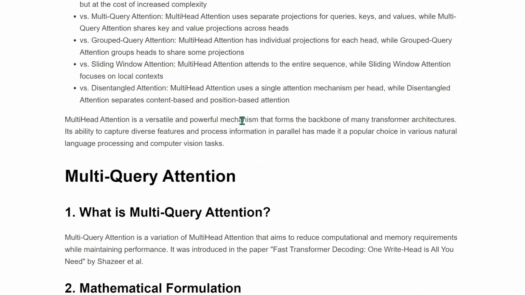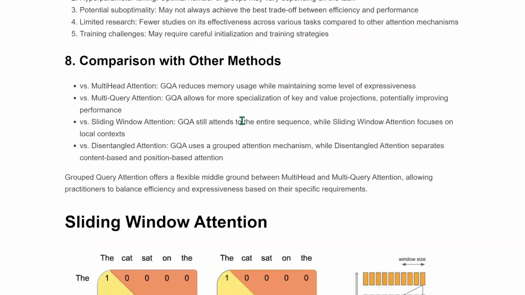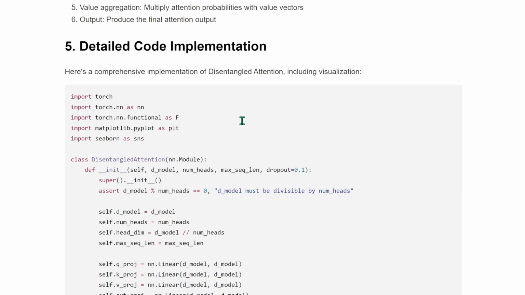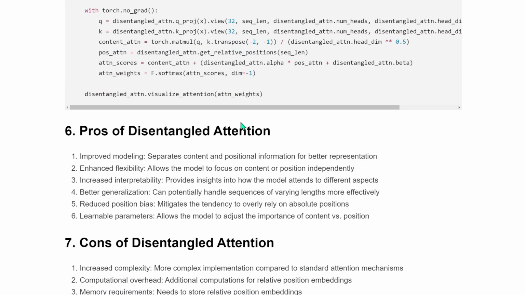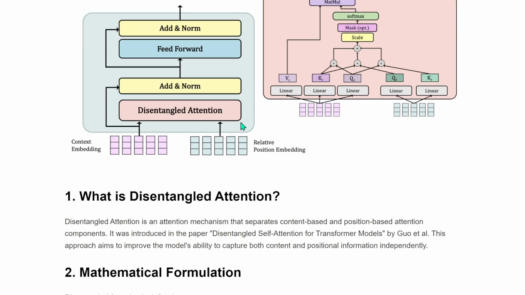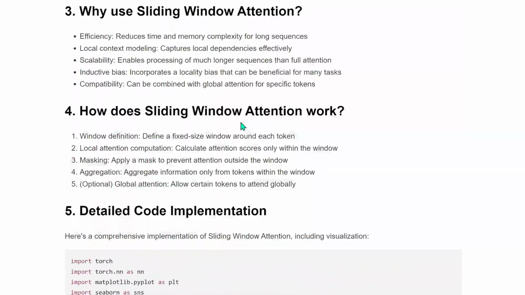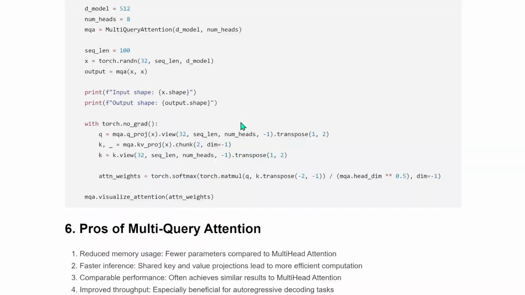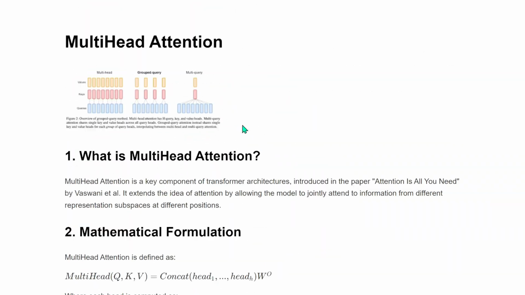So there are different types: multi-head, multi-query, grouped query, sliding window, and disentangled attention. Every type will be explained like in the previous video: pros, cons, why you should use it, how it works, and then finally the code with all the visualization. Everything will be done. So stay till the end and have a fun journey ahead.